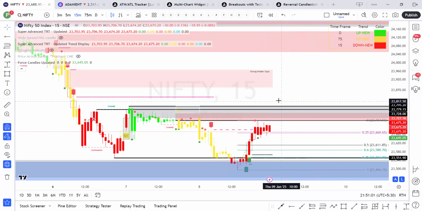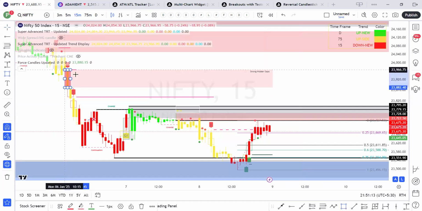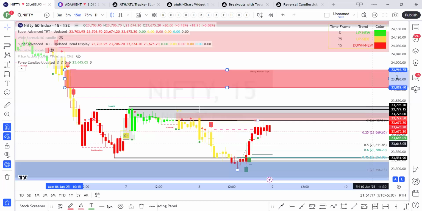Suppose there is a gap up open and the candle closes above 23,800. Then all the selling areas here will disappear. There is a strong hidden gap here. From this, prices can come down. So this is 23,965 to 23,880. This is the region. If the gap up opens and prices close above this, they may go up to this level.